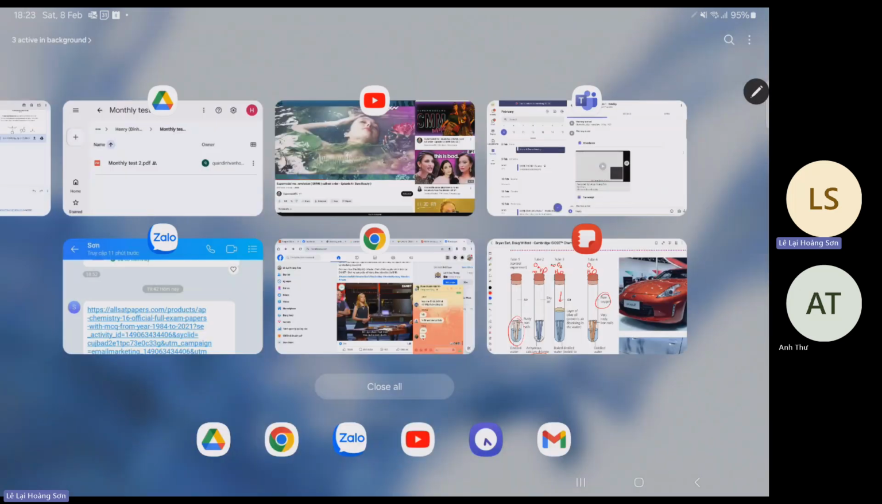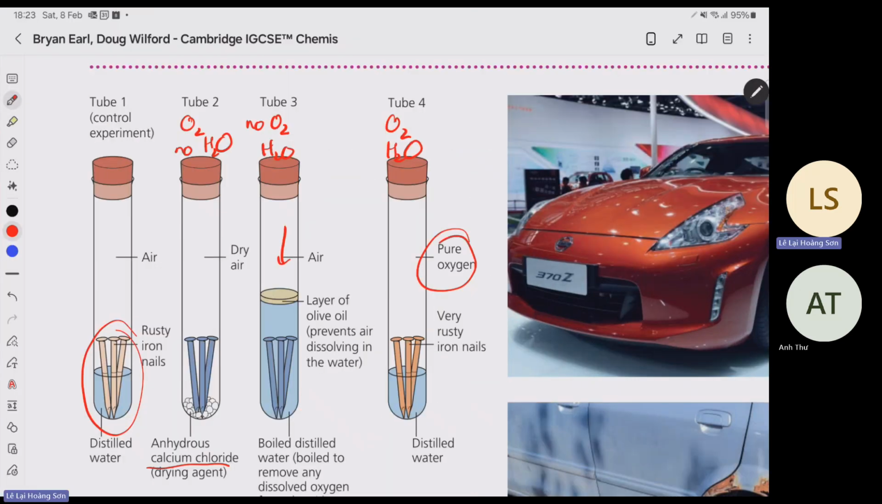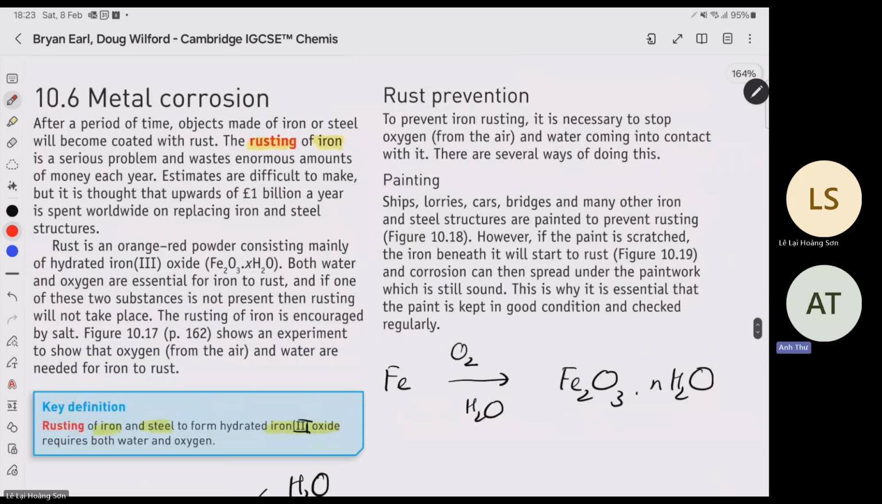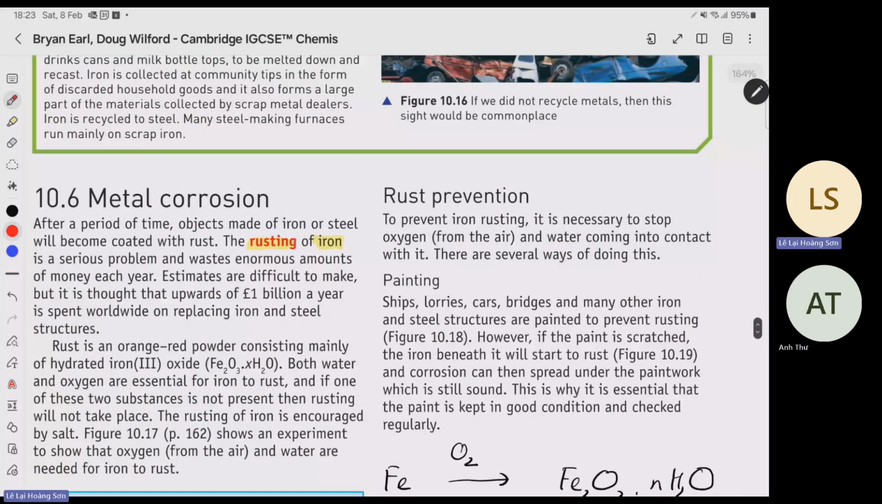You can still see my screen now, right? Yes. Okay. All right. Let's move on to the next part.